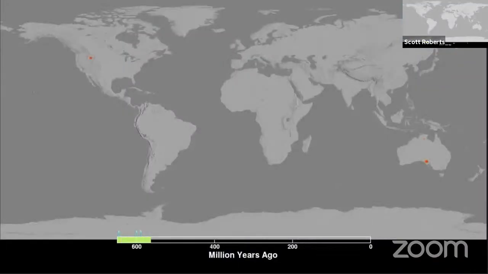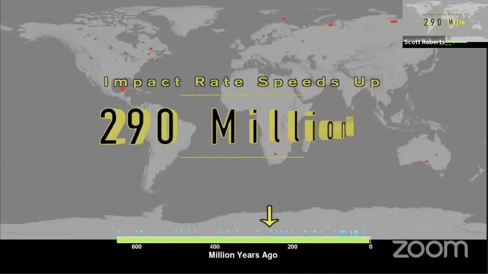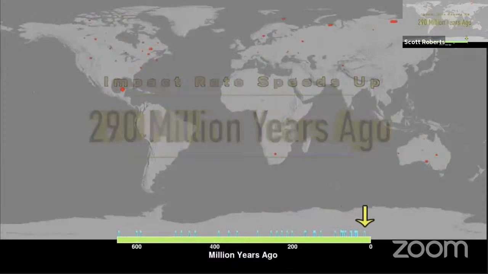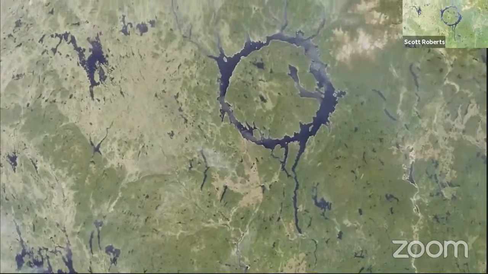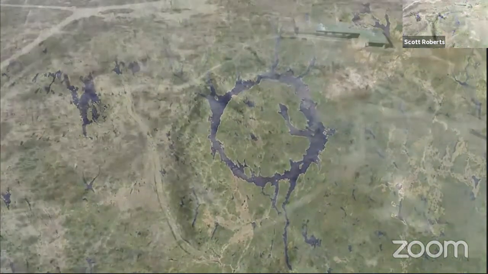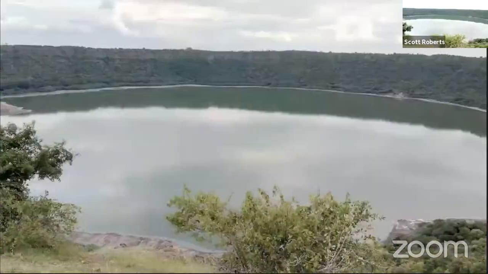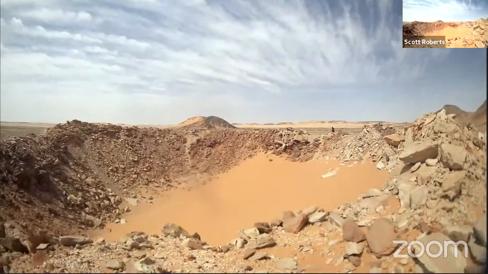If we play back the impacts that have occurred over the last 650 million years, we find that the impact rate seems to speed up at around 290 million years ago. But that might only be because older craters are harder to find. They may have been erased by weathering, vegetation, and geological processes.